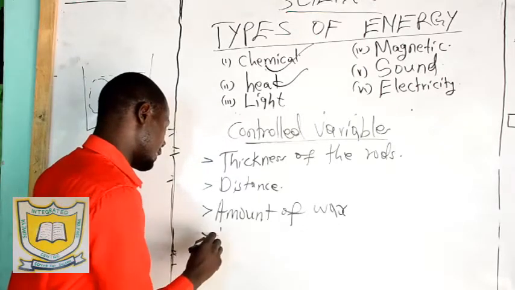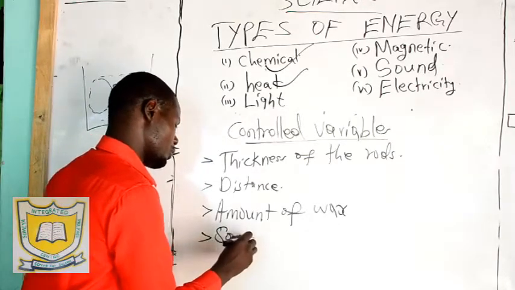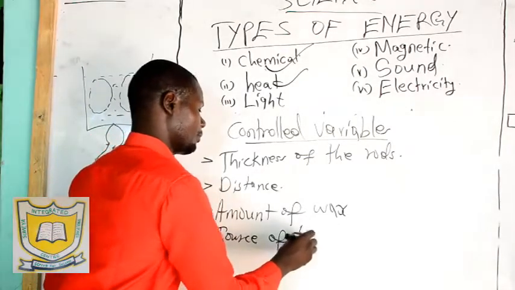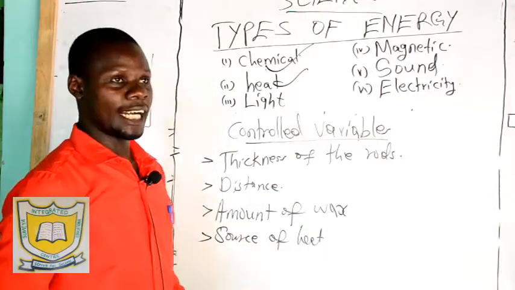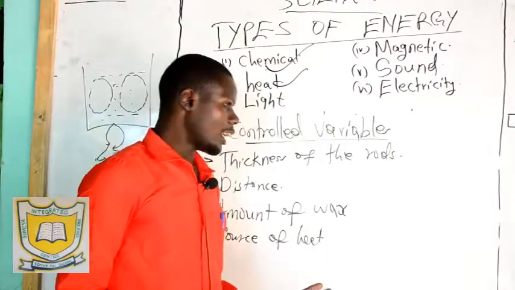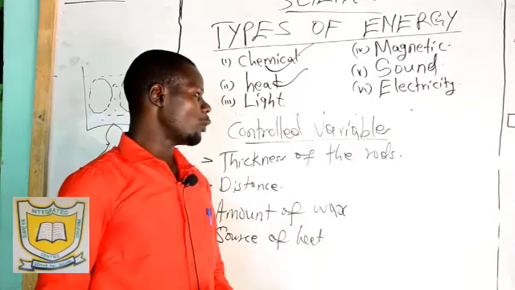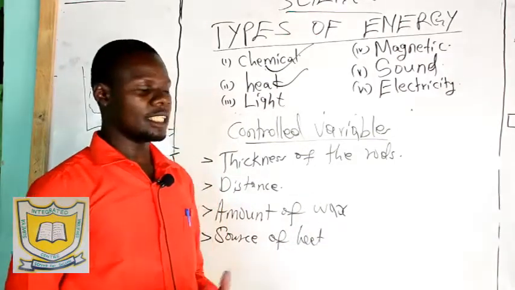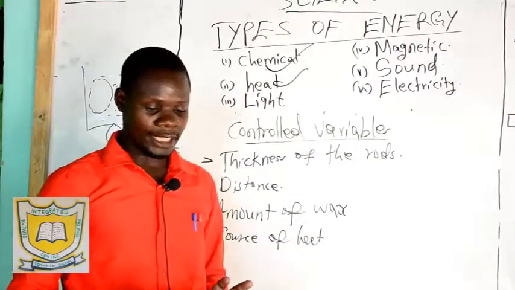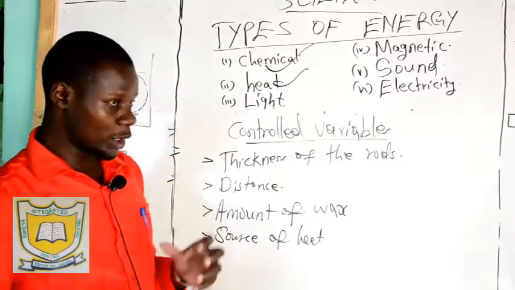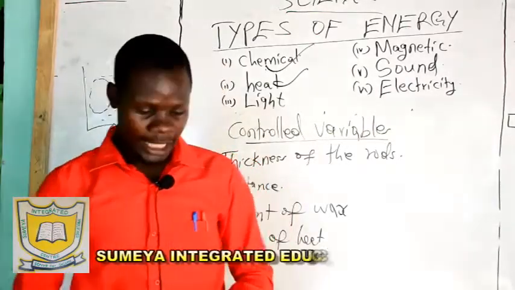Then we have the source of heat. If you are using a candle, you just use a candle. Don't use a candle in one experiment and electricity in another. You find that the amount of heat is different from different sources, so make sure it is the same amount.